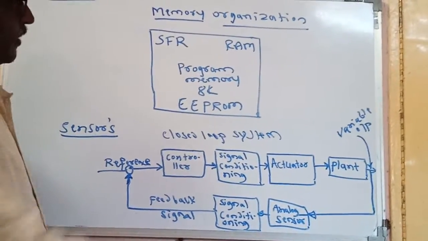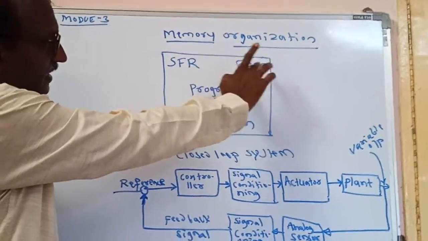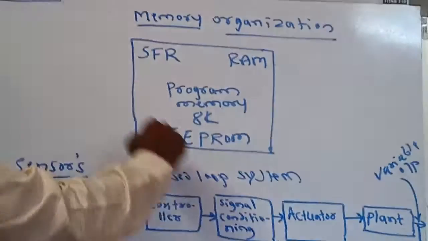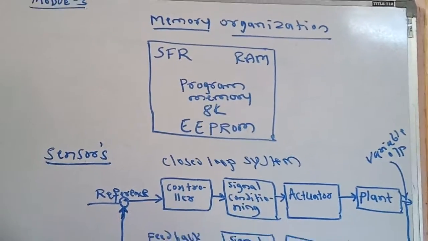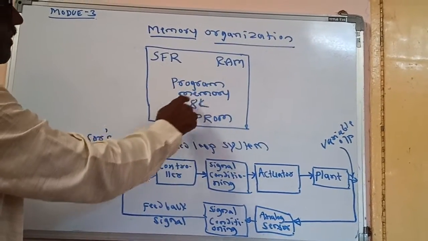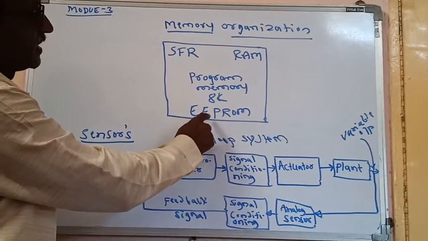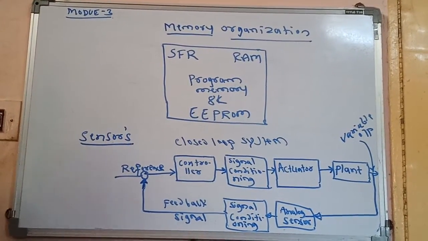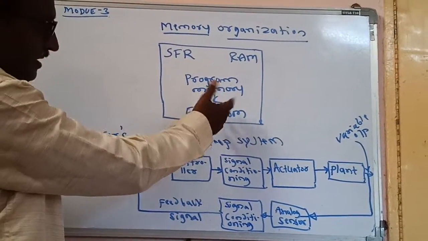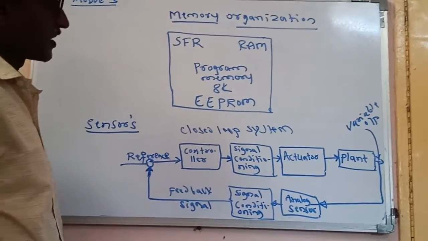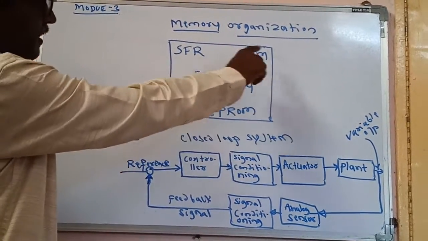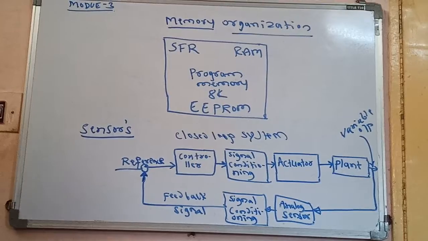In the continued part, memory organization, we can organize the memory in this form: SFR, special function register, RAM, program memory of 8K, and we can arrange the EEPROM. I already told what SFR, RAM and program memory are. It is 8K, reserving a small amount of memory in embedded systems. If these are erasable PROM, then this is the memory arrangement in an embedded system.